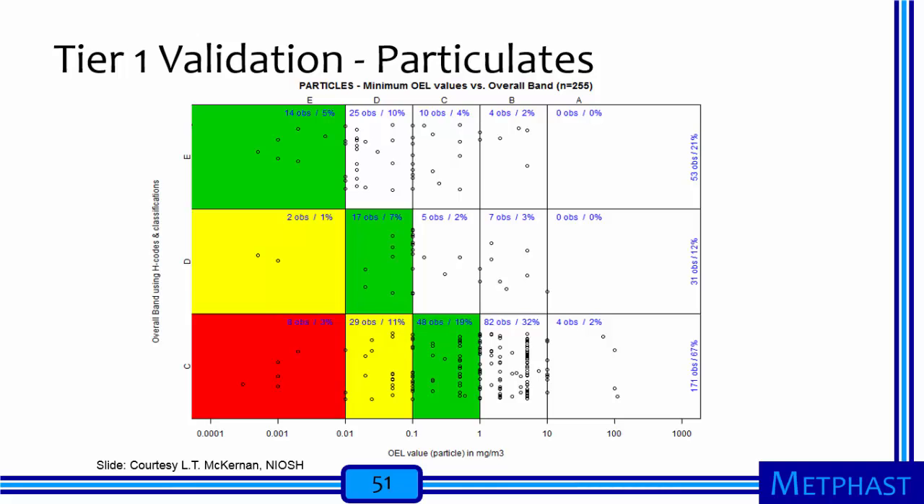The vertical axis shows the exposure band using the Tier 1 approach. As in the case of vapors, the results have been color-coded for ease of observation. We see that the uncolored or white boxes correspond to particulates for which the Tier 1 OEL band is more protective than the OEL. The green boxes correspond to particulates for which the Tier 1 OEL band is equally as protective as the OEL-based band. The yellow and red boxes correspond to particulates for which the Tier 1 OEL band is less protective than the OEL-based band.